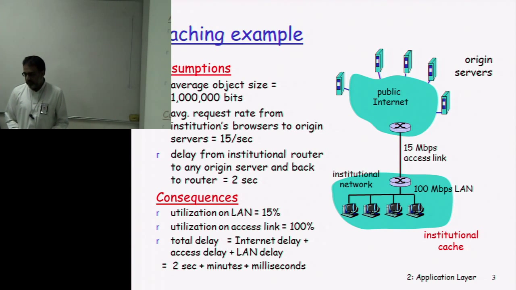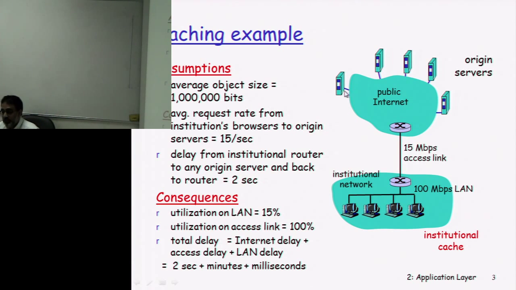Now this is an example of caching in terms of looking into the delay. Look here, this is a specific institution network. This institution network has 100 Mbps LAN bandwidth. This is the router of this institution network, and these are the client machines. This institution network is connected to its service provider, and the access link's capacity is 15 Mbps. This is the router of the service provider.